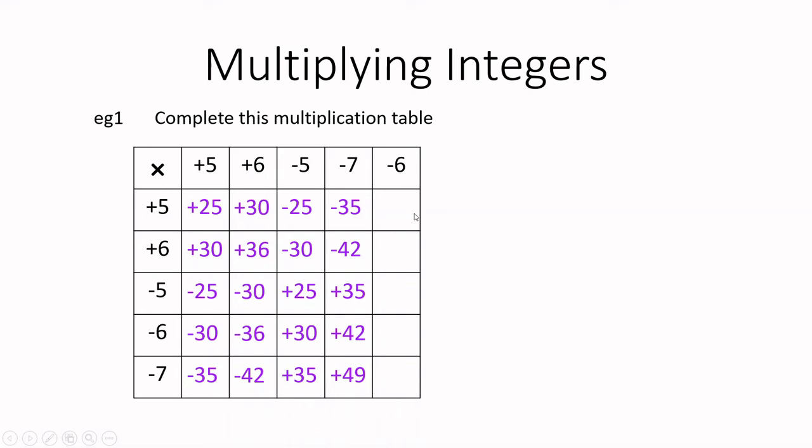And our last column, negative 6 times positive 5, negative. Negative 6 times positive 6, negative. Negative 6 times negative 5, positive. The signs were the same there. Negative 6 times negative 6, positive. And negative 6 times negative 7, again, signs are the same, positive.